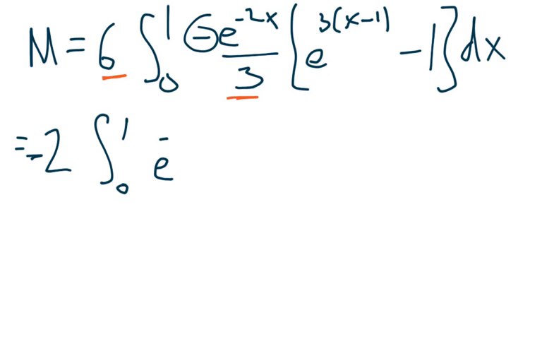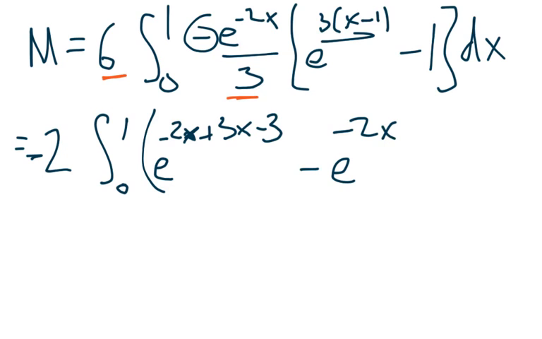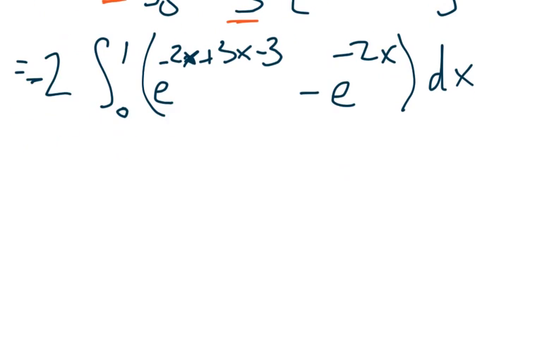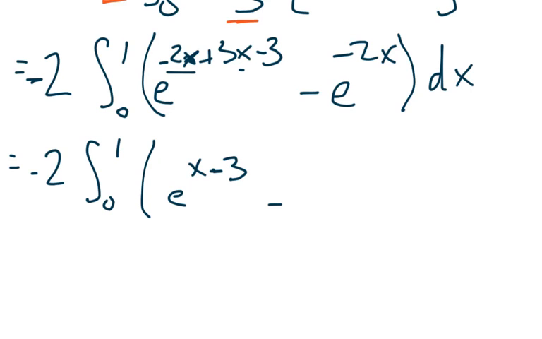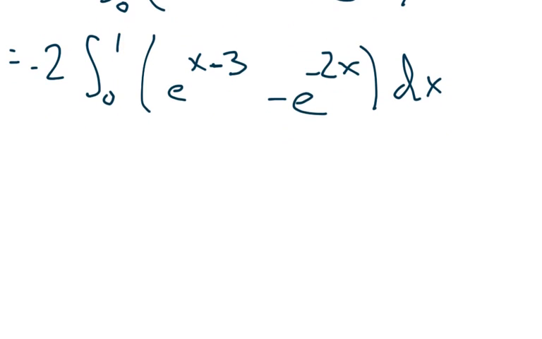And I have e to the minus 2x. Now, if two functions multiply, then their exponents add. So I have plus 3x minus 3 from this one, right? And then I have minus e to the minus 2x dx. So what does that look like? That's minus 2, 0 to 1, e to the minus 2x plus 3x is e to the x, minus 3, minus e to the minus 2x, dx. So that's minus 2.